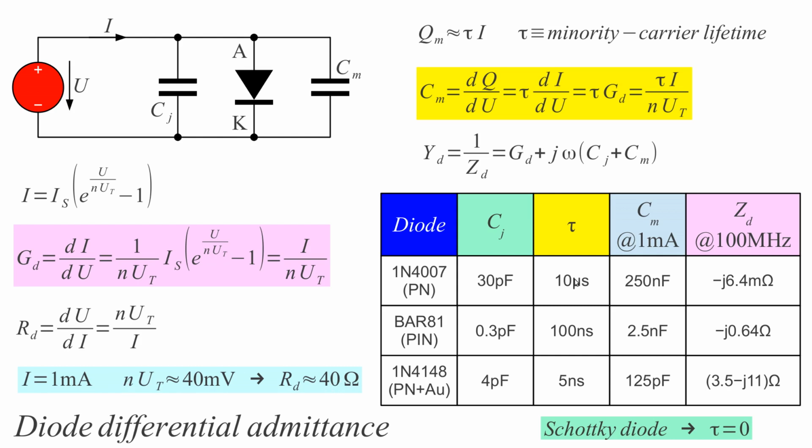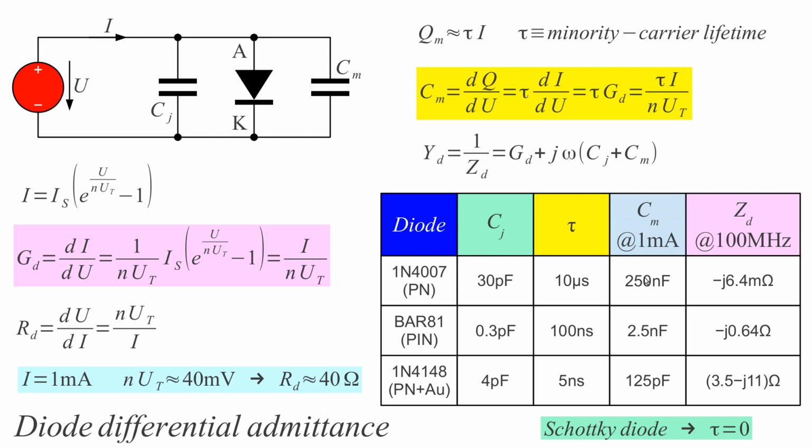So this 10 microseconds at just 1 milliampere current makes a huge capacitance. 250 nanofarads is almost 4 orders of magnitude, so 10,000 times larger than the junction capacitance. So the slow rectifier diode has a huge minority carrier capacitance. And this is the reason why this diode cannot be used in switching power supplies operating at even a few tens of kilohertz. At those frequencies, this diode is already a short circuit. It's no longer a rectifier. This is only a rectifier for 50 hertz.